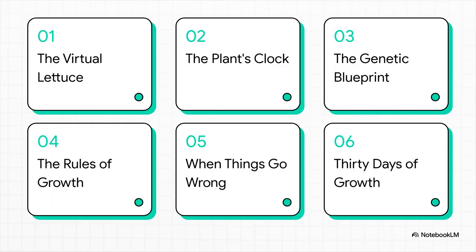So here's our game plan. Think of this as the recipe for our digital plant. First, we'll lay out the basic blueprint. Then, we'll figure out how a plant even tells time. It's not what you think. We'll give it some DNA, teach it the rules of how to grow, and then we'll see what happens when we throw some problems at it. And finally, we'll watch the whole thing come to life over 30 virtual days.